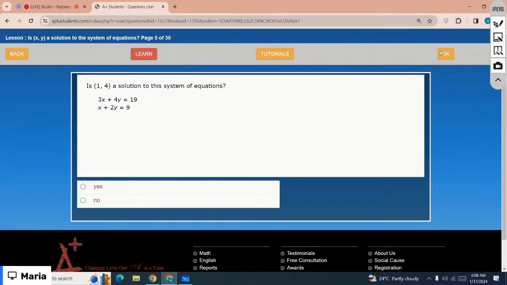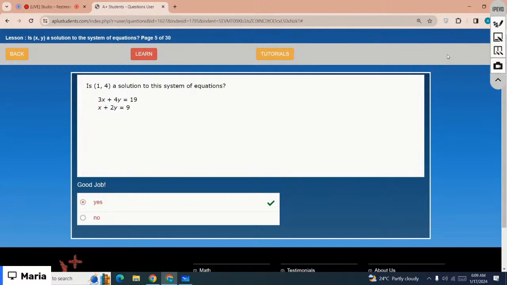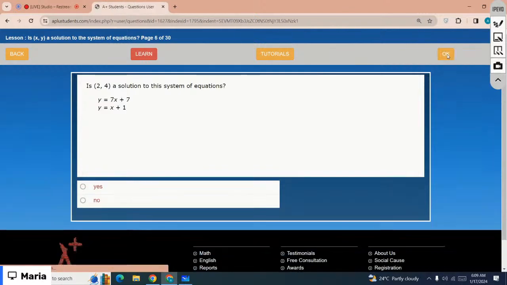The correct option is yes, 1 4 is a solution of the system of equations, right? Okay, is 2 4 a solution of the system of equations? Which is the correct option? Yes or no?